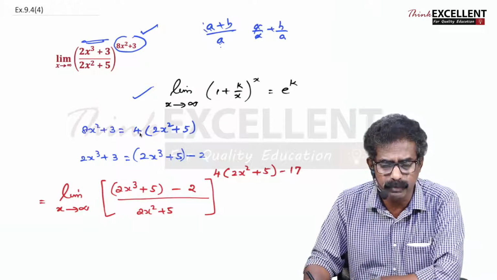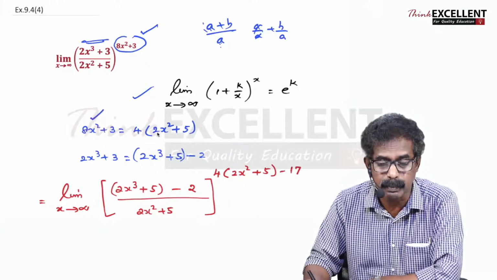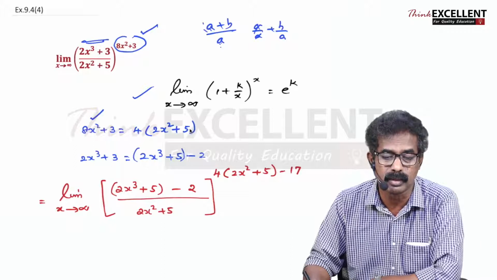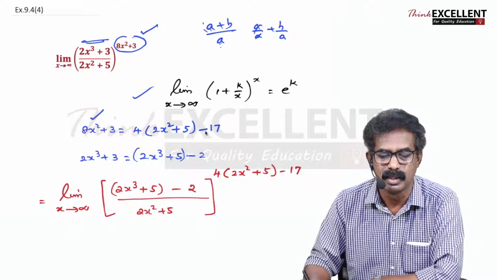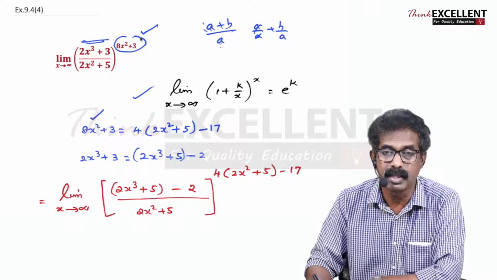But if I multiply, 4 2s are 8, 8x square. Okay. But I want only 3, but here I am getting 4 into 5. 5 4s are 20, I am getting. So I am getting something extra that should be removed. So minus 17 you write. Now if you simplify, you will get exactly the same thing. Okay, so we changed the power.